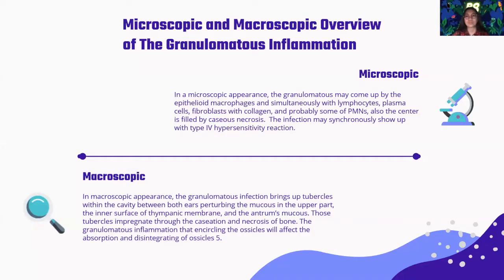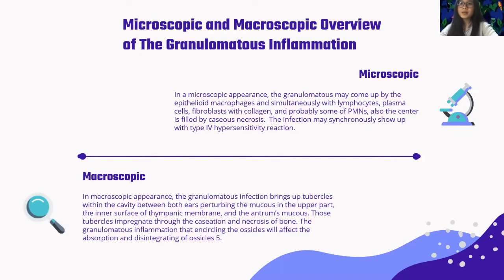Thank you. Hello, my name is Tavia Sianto, with the last three NIM digits being 163. Here I'm going to explain the microscopic and macroscopic overview of granulomatous inflammation. So, microscopically, the granuloma may show epithelioid macrophages together with lymphocytes, plasma cells, fibroblasts with collagen, and probably some multinucleated giant cells. Moreover, the center is filled by caseous necrosis. The infection may come along with a type 4 hypersensitivity reaction.